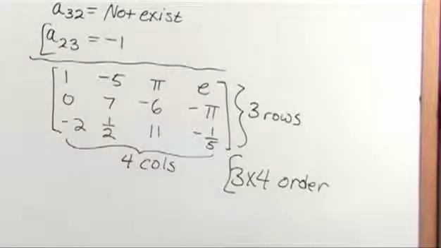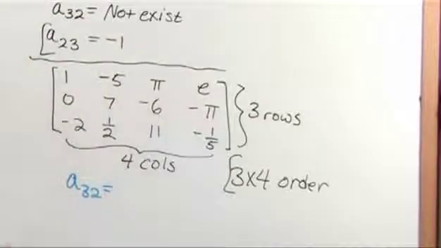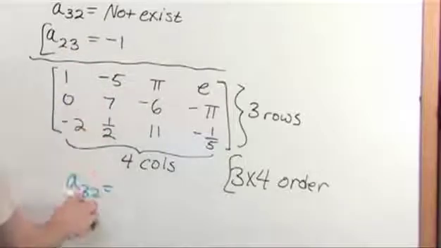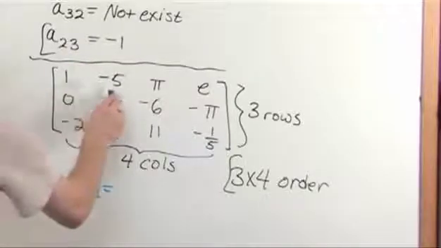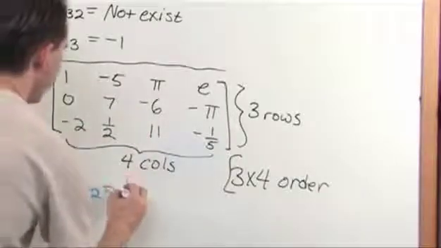Okay? Now, after we find the order, let's go ahead and try to find A sub 3, 2. Okay? Again, the first number refers to the row you're on. 1, 2, third row. Second number is the column. Here's first column, here's second column. Third row, second column, just like a crossword puzzle, 1/2. Okay?